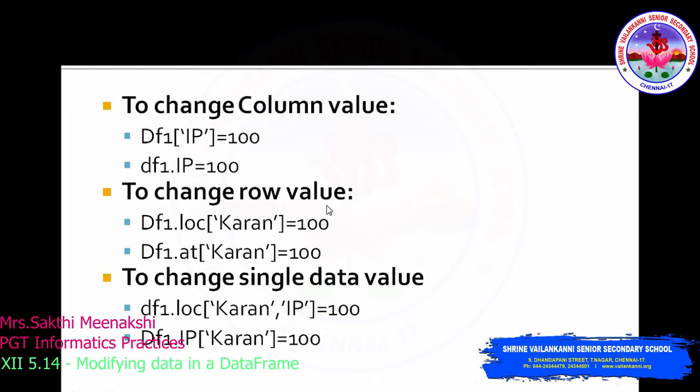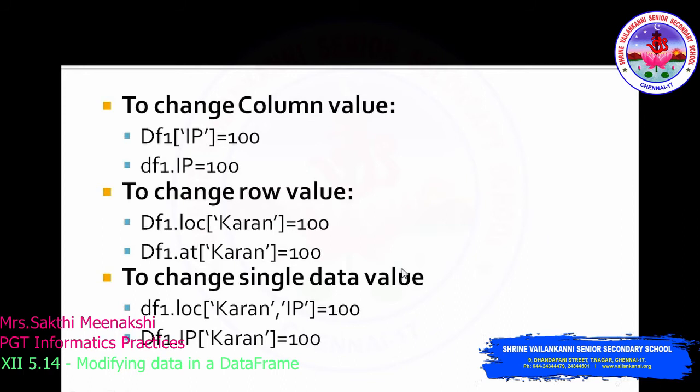Next, how to access the row value. Using the LOC method we can use the row name, and then use it with the assignment operator. Now 100 will be assigned to current. So all the values of current, for example if you have 5 marks of current, all the 5 marks will be changed to 100. And we have one more method, the at method. Using at also we can change the particular row value. LOC and at are the same, you can use any one.